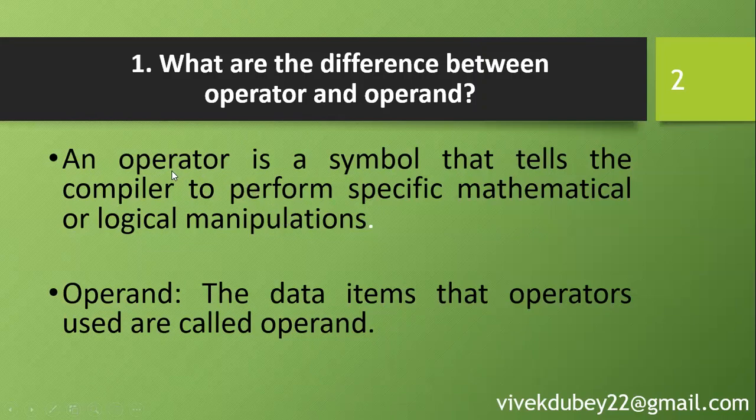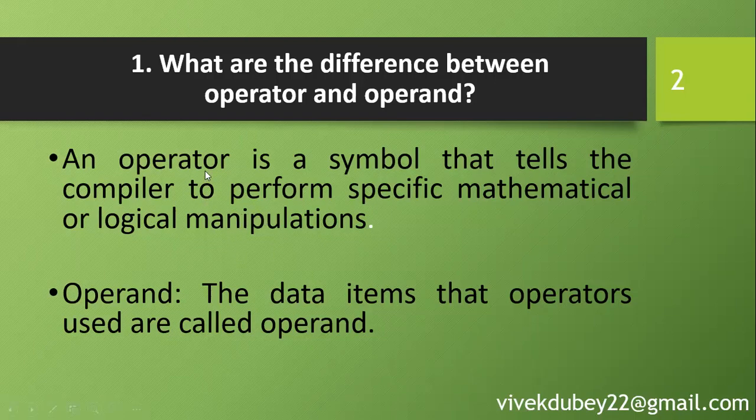C language में operator is nothing but it is a symbol. एक ये सिंबल है जो कंपाइलर को एक्सप्लेन करता है कि कौन सा स्पेसिफिक मैथमेटिकल, लाइक अर्थमेटिक ऑपरेशन, एडिशन, सब्ट्रैक्शन, मल्टीप्लिकेशन, डिवीजन, रिमाइंडर और लॉजिकल ऑपरेशन, रिलेशनल एक्सप्रेशन, lesser sign, greater sign, lesser equal to, greater equal to, not equal to, and the logical and, or, not. तो इस तरीके के ऑपरेशंस को ये ऑपरेटर एक्सप्लेन करता है कंपाइलर को.